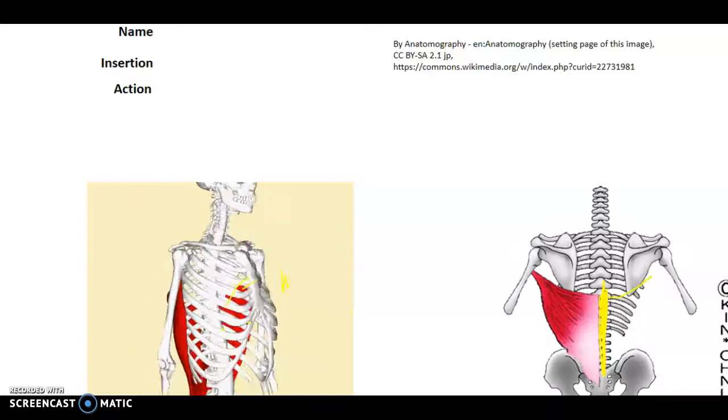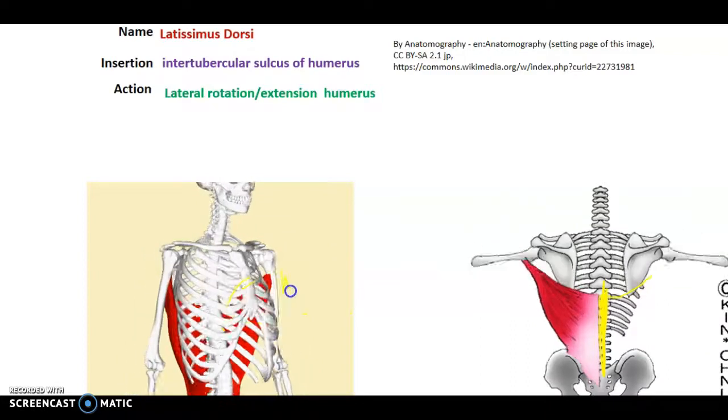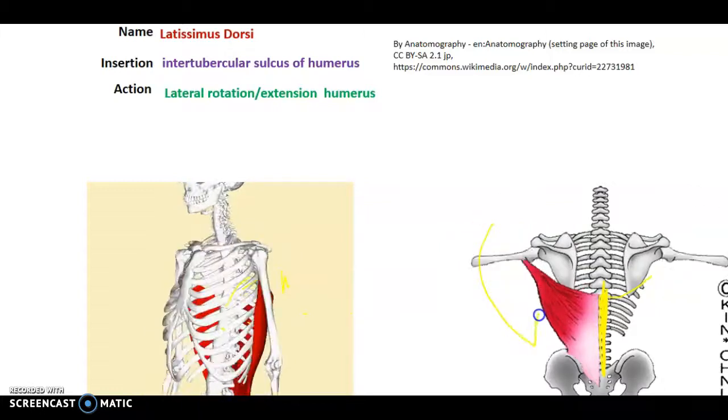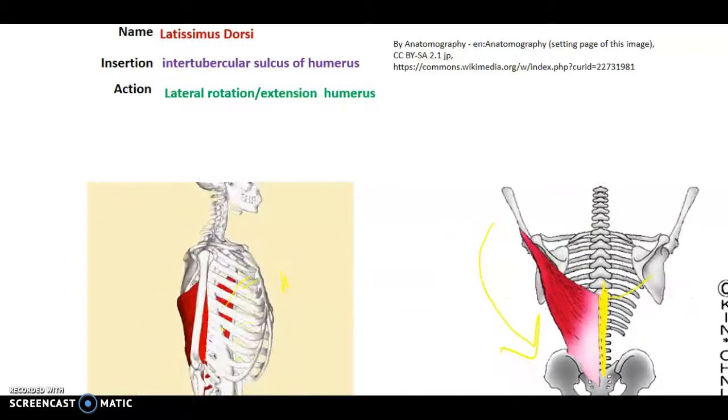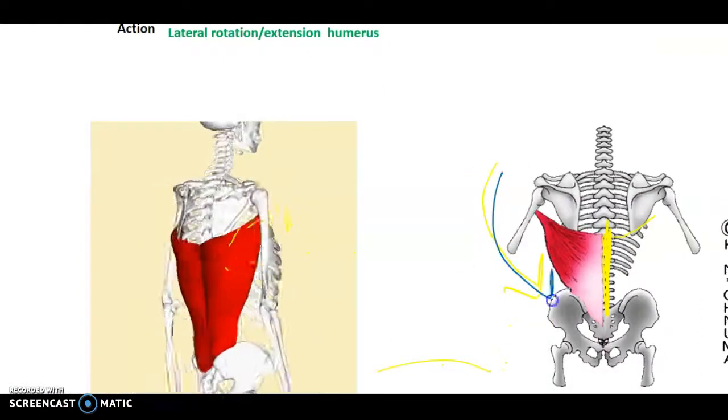So it attaches to the intertubercular sulcus. So what is this muscle doing? See, it's coming around the intertubercular sulcus. It is going to adduct as well. So it's actually working with the pectoralis, and it's adducting.